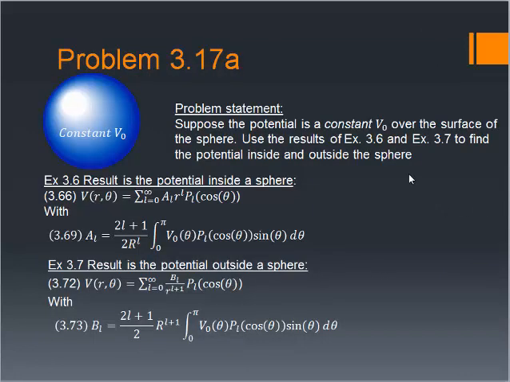Part A of problem 17 asks us to find the potential inside and outside of a sphere if the outside of the sphere is held at a constant potential V0, and it asks us to use the resulting equations from example 3.6 and 3.7, which I listed right here, and these A sub L's and B sub L's correspond to the A sub L and B sub L within the summation.